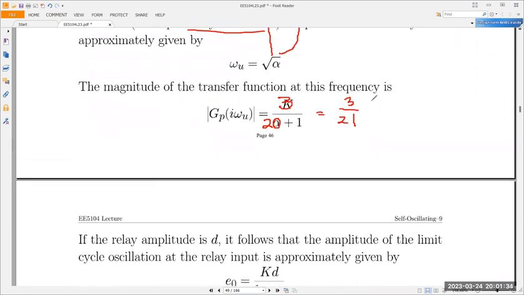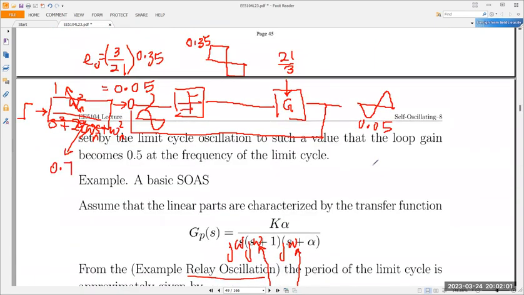at first, this is 3. When it increased by 5 times, so now this must be 3 times 5 over 20 plus 1, which equals 15 over 21. So you will have this one be 15 over 21 times this. So now here the oscillation must be 5 times bigger. So 0.25.